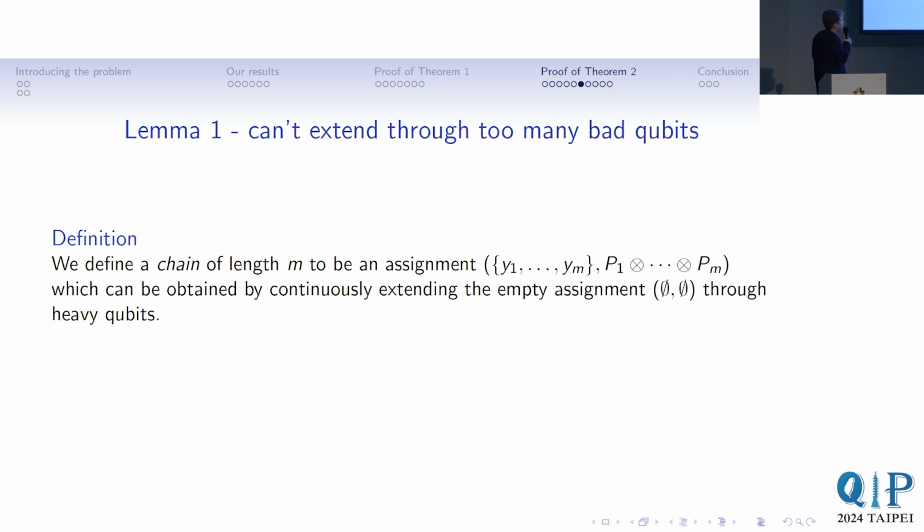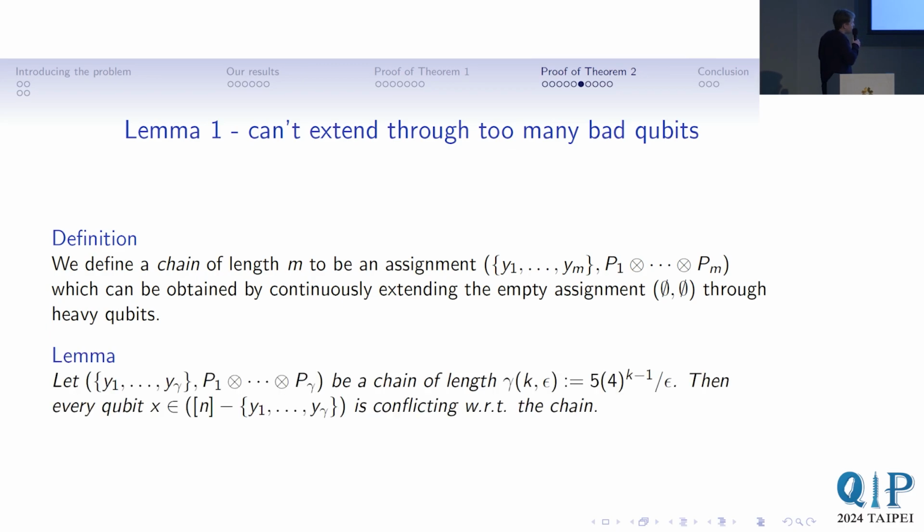So we say that a chain of length m is an assignment on m qubits which can be obtained by continuously extending the empty assignment through heavy qubits. Basically, every qubit here is heavy with respect to the assignment that came before it. So the qubit m is heavy with respect to the assignment p1 to pm minus 1, and so on down to the bottom. Lemma 1 says that if you have a chain of sufficient length, 5 times 4 to the k minus 1 over epsilon, then every qubit will be conflicting with respect to the chain. So basically, you can't continue extending through heavy qubits. At some point, you have to stop.